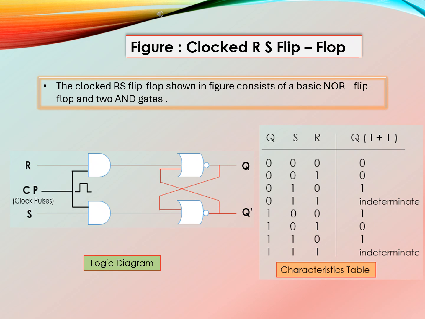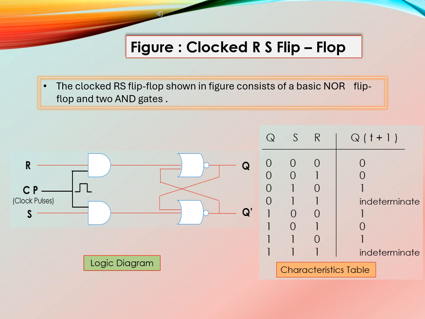AND gate operation. When one AND gate takes S and clock as input, it sends the result to the set input of the latch. Then the other AND gate takes R and clock and connects to the reset input of the latch. When clock equal to 0, both AND gates are disabled. The outputs of the AND gates are 0. Therefore, no change occurs at the NOR latch. The output holds its state.